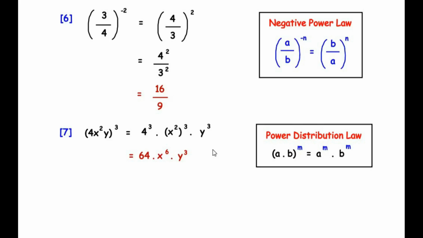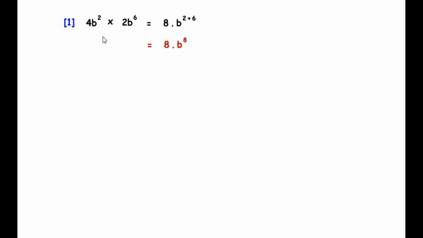Now after this let us start with the examples where a combination of all these laws is used. So the first question is 4b square times 2b to the power of 6. Now here we are going to first multiply the numbers. So 4 is being multiplied with 2. So 4 times 2 gives us 8. And then we are going to make use of the product law because we can see that the bases are same, that is b is same, and there is multiplication between them. So we have written b here and then we have added the powers 2 and 6. So this will simplify as 8 times b to the power of 2 plus 6, that is 8. So this is going to be our answer.